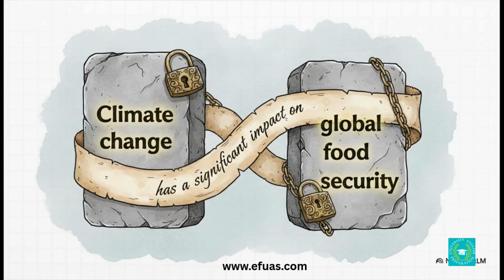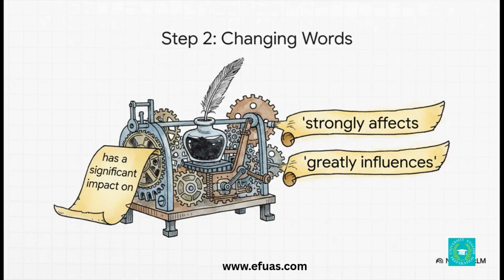First up is Step 1, find the words we cannot change. In this sentence, climate change and global food security are very specific technical terms. We have to keep these words, because if we change them, we might accidentally change the whole meaning of the sentence. All right, next is Step 2, change the words we can change.